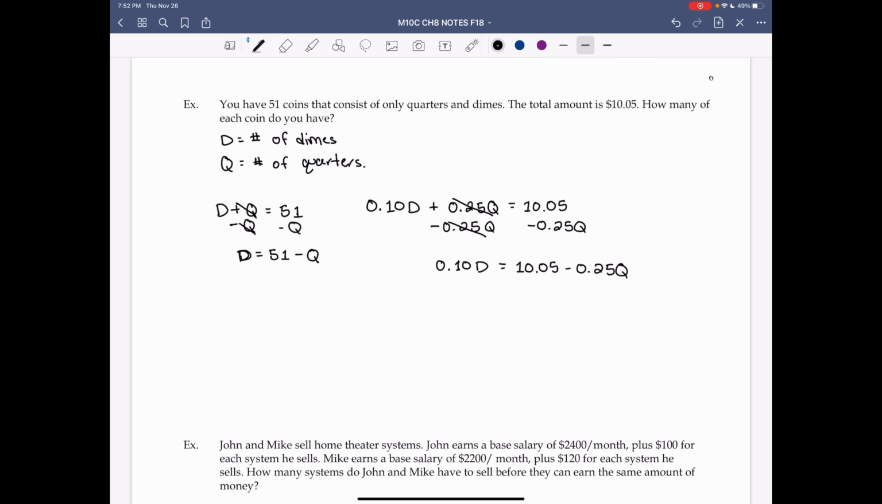I have 0.1 times D. I want just 1D, so I have to divide all of my terms by 0.10. 0.10 divided by 0.10 is 1, so I get D equals 10.05 divided by 0.10 minus 0.25 over 0.10 Q. Again, I don't need to simplify those fractions. If you want to, you can, but I'm just going to leave it like that and put it in my calculator.